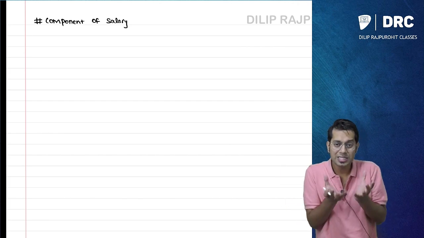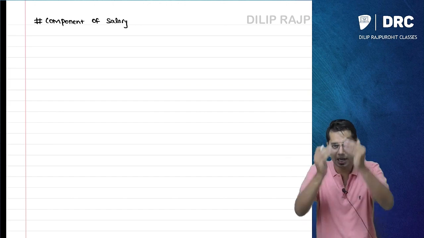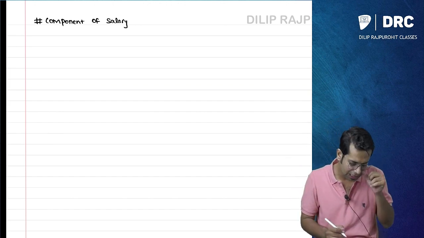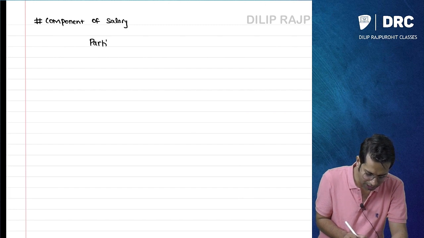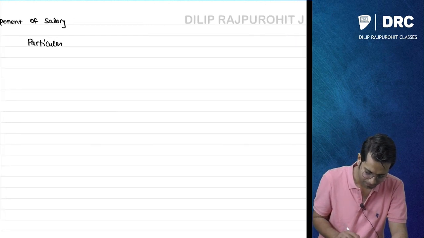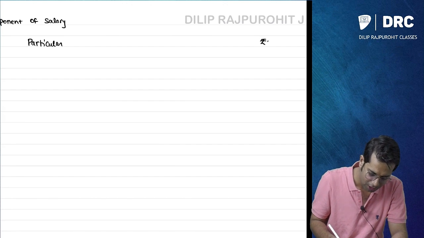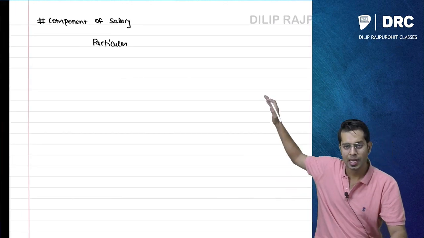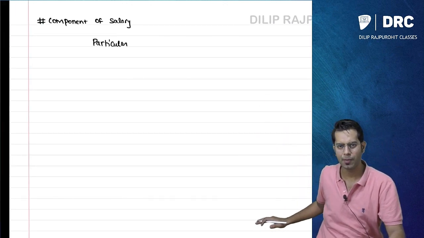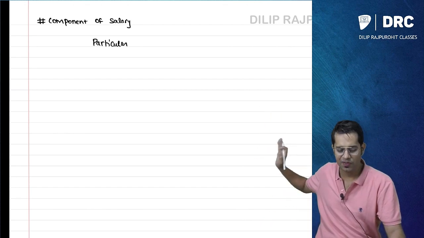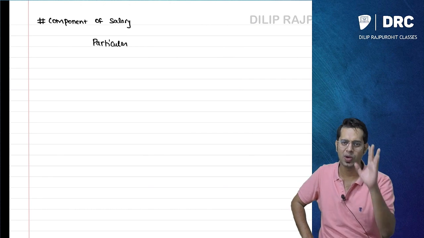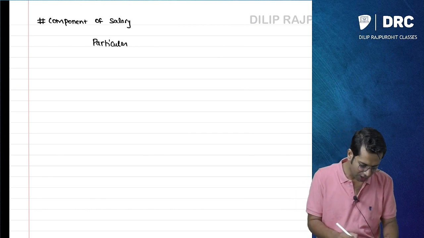Now, what does this salary consist of as a whole? So here, components of salary, you write it along with me: particulars, rupees. In simple words, if you understand all these components which I am going to write, you will understand this chapter. As simple as that. If you understand all these different components, you will understand this chapter.